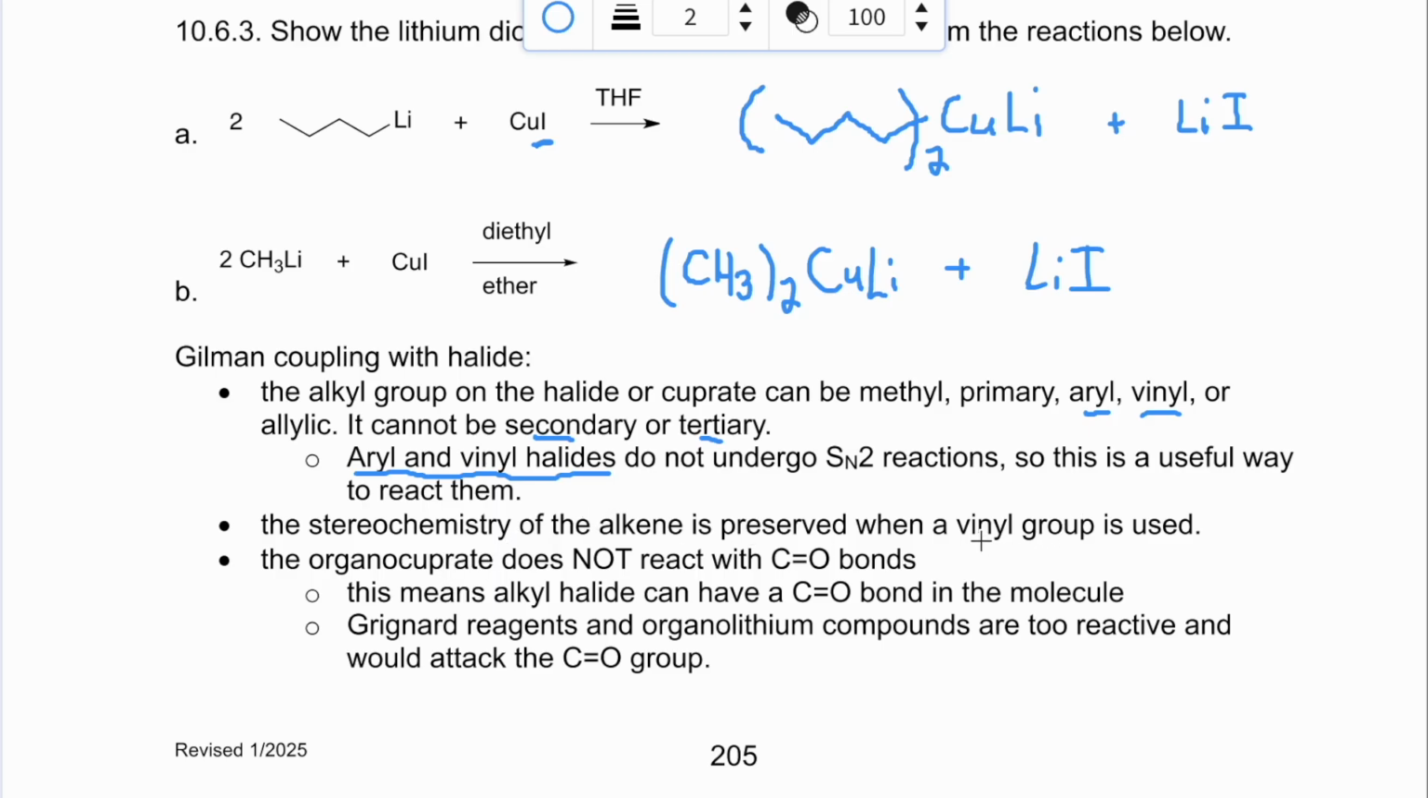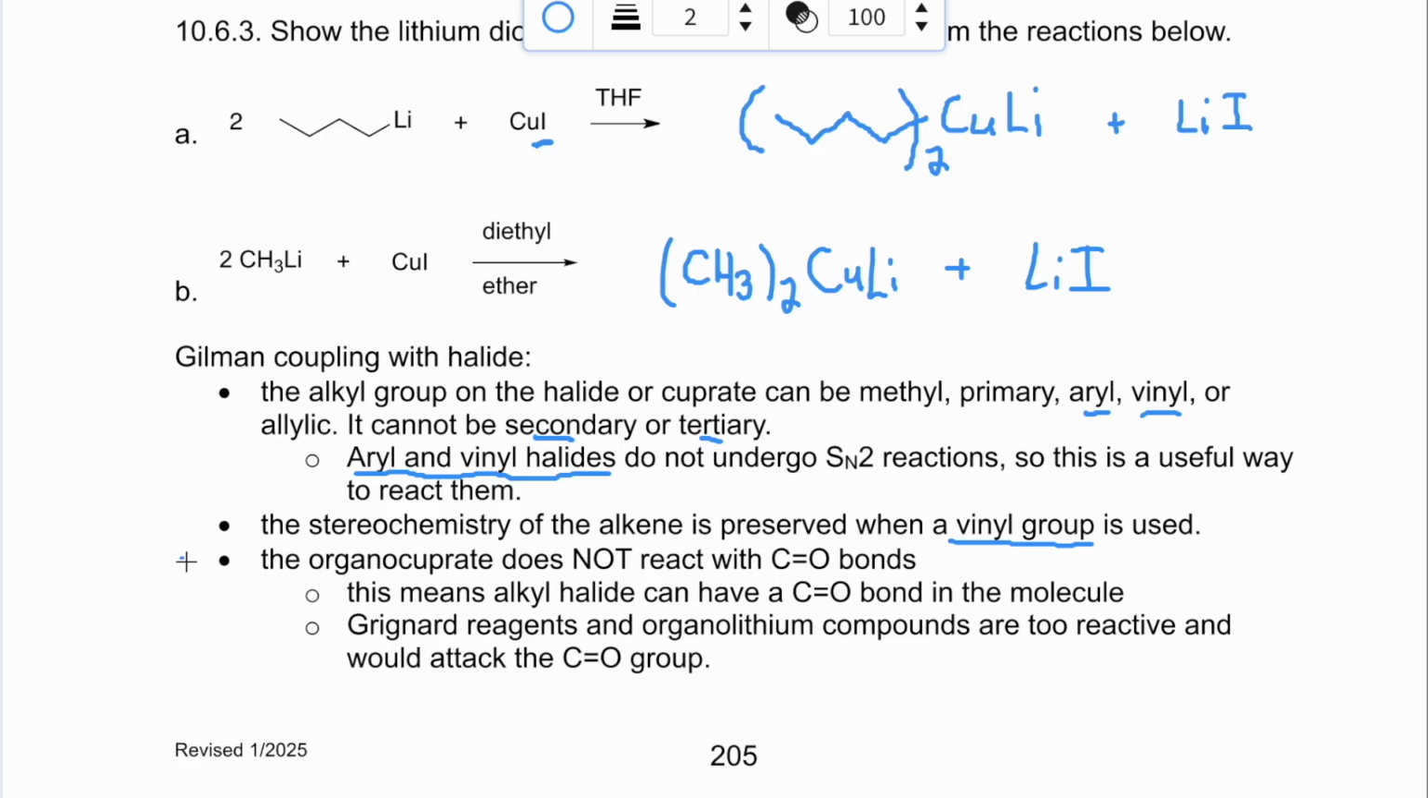Okay, if you have a vinyl group, if the vinyl group has an E configuration or a Z configuration, that would be preserved when you form the Gilman reagent. So if you wanted to attach an E alkene to something, you would use the E alkyl halide.